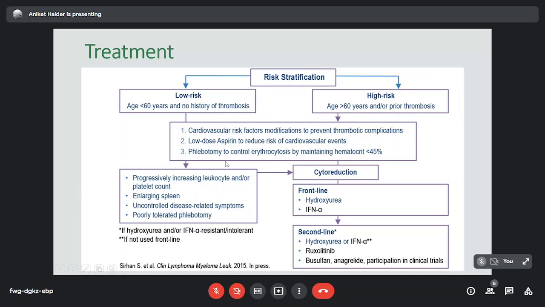And the low risk patients should be progressively kept under follow-up to see if there is increasing leukocyte or platelet counts. They should be monitored and kept under watch to see if there is an enlarging spleen, or if there are uncontrolled disease symptoms, or if they are poorly tolerating phlebotomy, then they should be given a cytoreductive therapy.